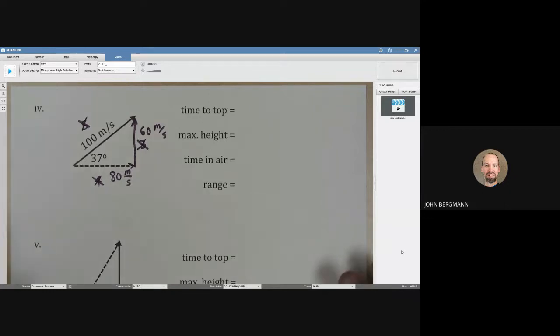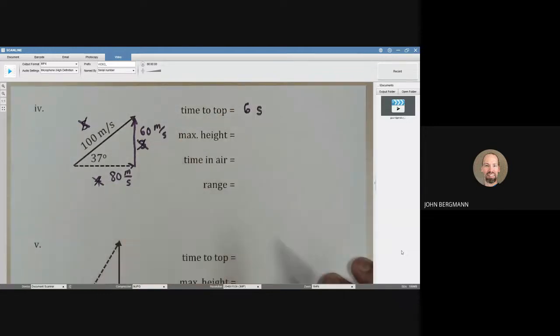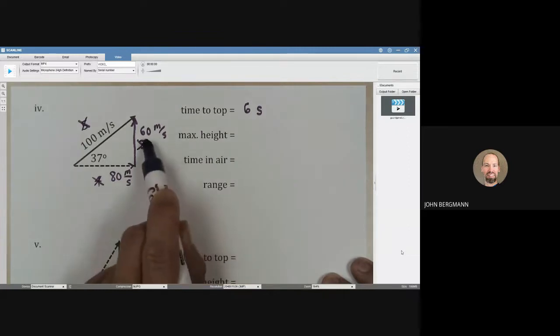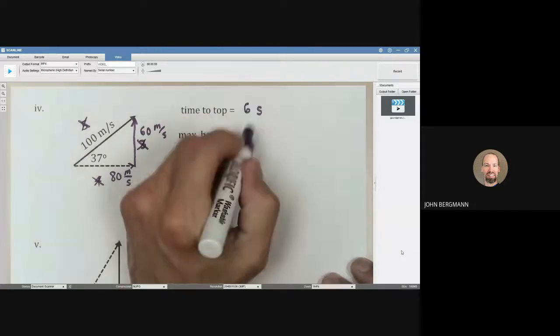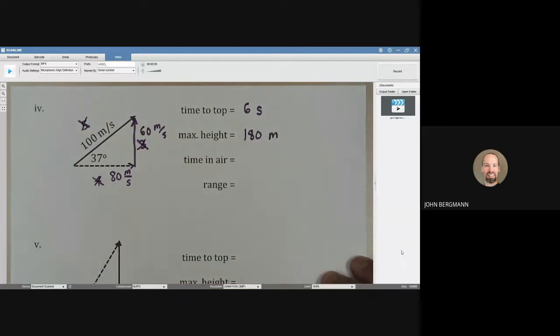All right, so time to the top, 6 seconds. This y velocity changes by roughly 10 meters per second every second. The maximum height, we need to average the y velocities on the way up there. So it starts at 60. At the top, it will have a y velocity of 0, so its average is 30 times 6 seconds. This projectile will go roughly 180 meters high.